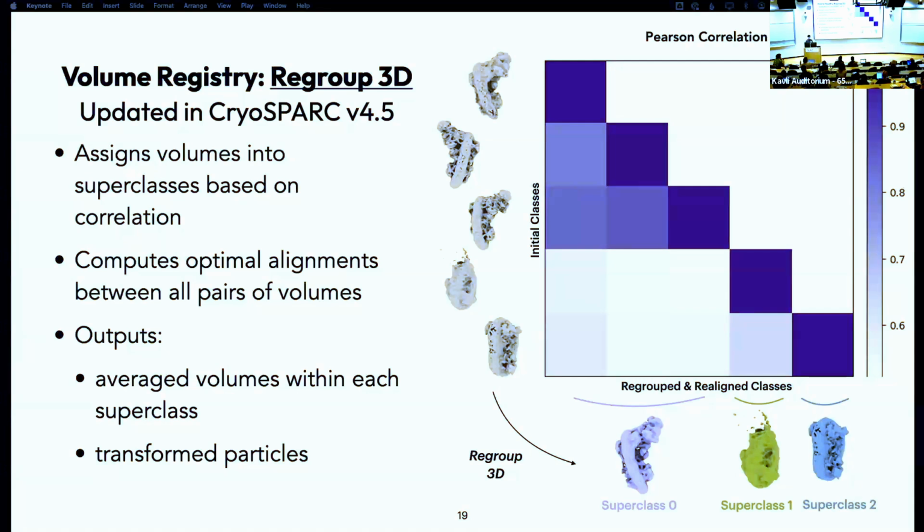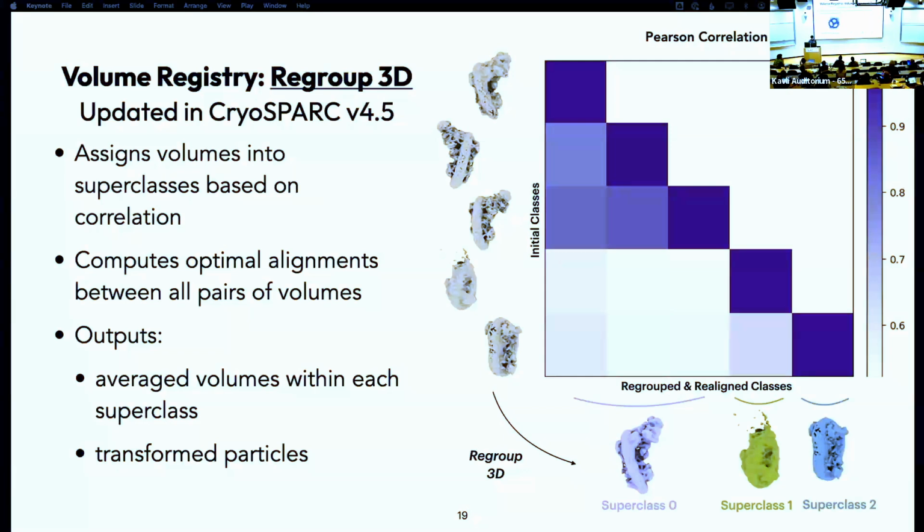We updated this job in CryoSPARC version 4.5 as well. Before version 4.5, Regroup3D would assume that all the volumes are already in register, or already in alignment. But now in CryoSPARC version 4.5, Regroup3D will optionally compute the best alignments between all pairs of volumes, and it will use these alignments to estimate the correlation between each of these classes. Every pair of volumes will be compared to find their optimal alignment, and then the Pearson correlation coefficient will be computed at that optimal alignment. Then it will output average structures between all volumes in each superclass.